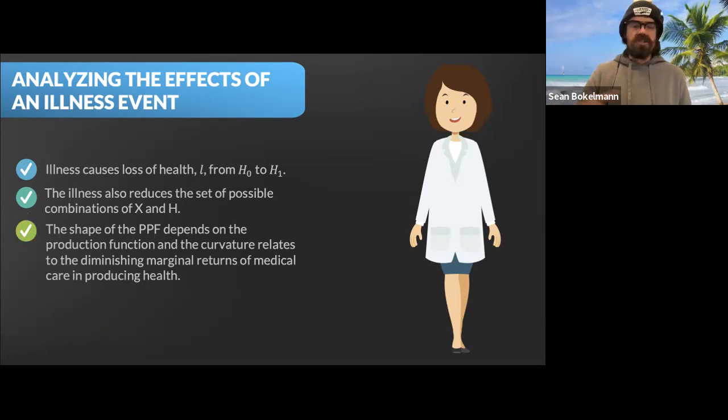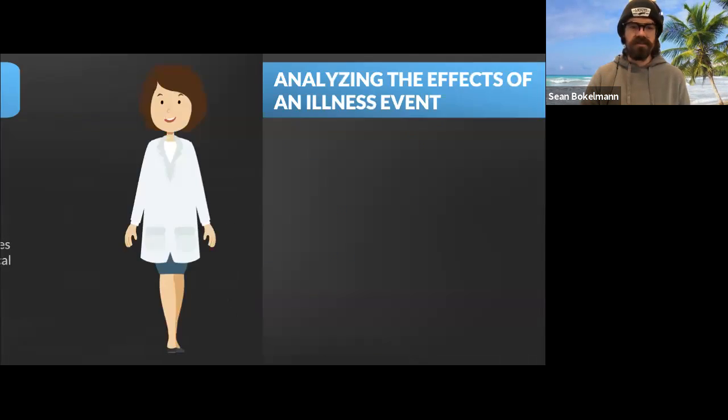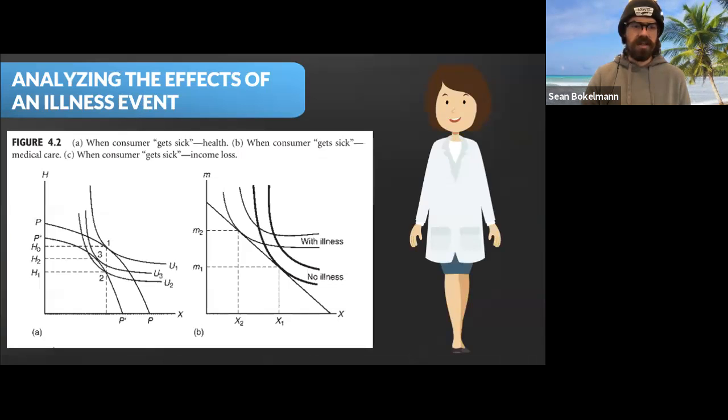And keep in mind that the shape of the PPF depends on the production function, and the curvature of it relates to the diminishing marginal returns of medical care in producing health. So we already talked about that. And what we see, right, the result of this illness is that the consumer gives up some X in order to buy some medical care and recover some health, taking them from H1 to H2, right? So just to take one more look at that, that's what we're seeing here, okay?